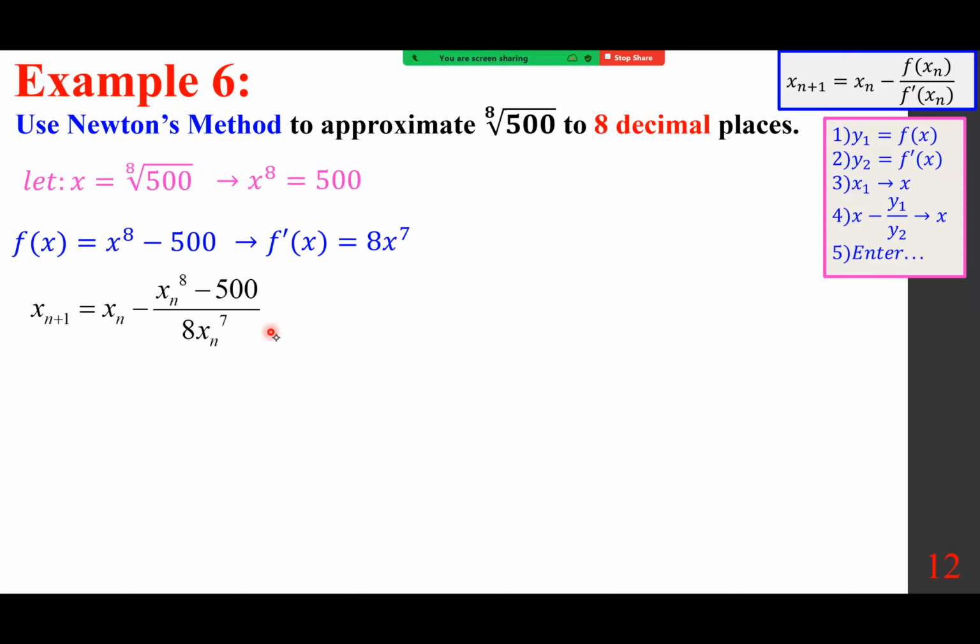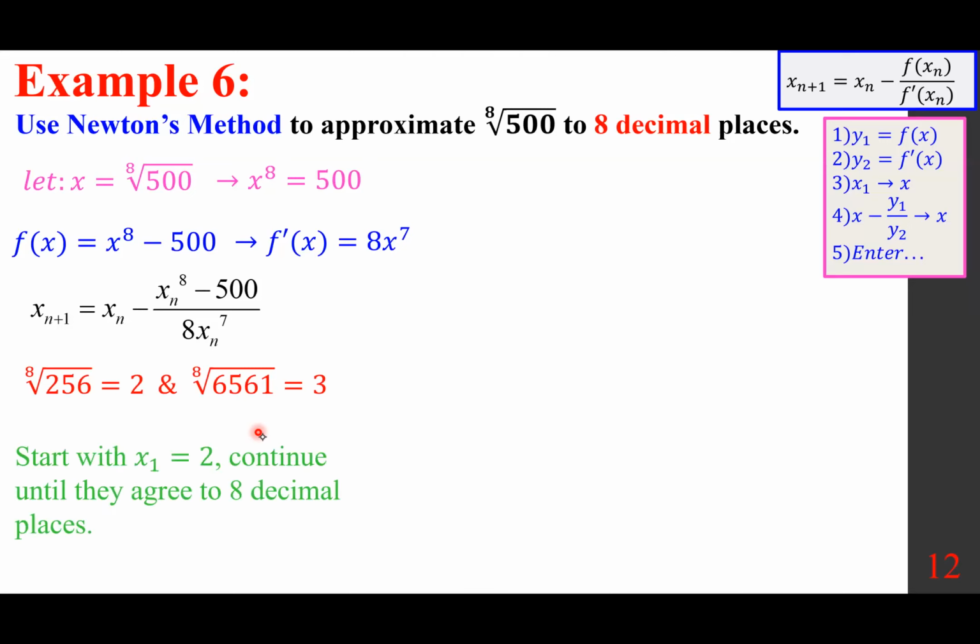Now, they haven't given us where to begin. You have a choice. And because you can use the calculator program wherever you choose, I mean, if the number is way off and you have to do it by hand, it's very difficult. But with the programming, it's not a big deal. Notice that 2 to the power of 8 is 256, 3 to the power of 8 is 6,561. So you can start with one of them. It doesn't matter which one. And let's say we start with number 2. And we go until we see the answer agree with how many decimals?